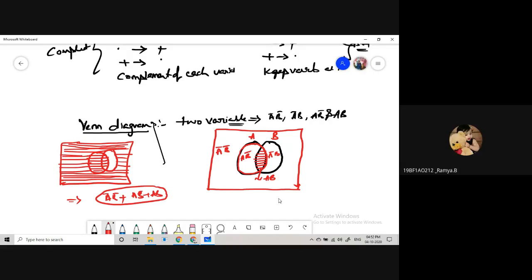Yes, sir. Similarly, if you take it like this, what is the expression here? AB bar plus A bar B plus AB. These three terms are the shaded terms here: AB plus A bar B plus AB bar. Is it okay, ma? Yes, sir.